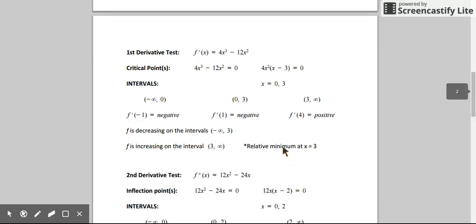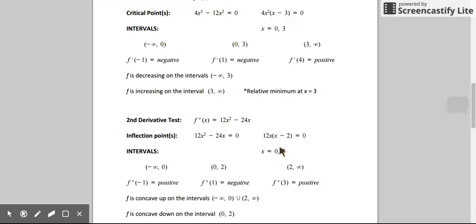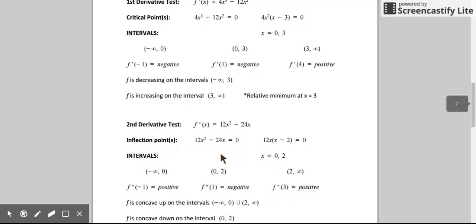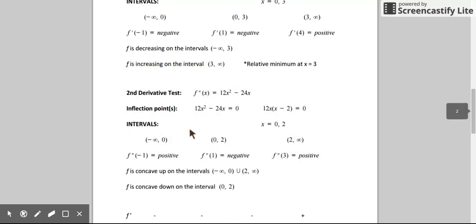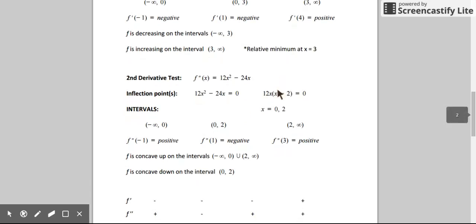Let's figure out what we can tell by our second derivative test, and then we'll combine the two. So we'll find the second derivative of the original function by finding the derivative of the first derivative. So derive that again, and we get the second derivative. We'll set it equal to 0 and find possible inflection points. Again, we don't know that they're inflection points until we do our test and determine that we actually changed concavity. So finding zeros of the second derivative, we get 0 and 2.